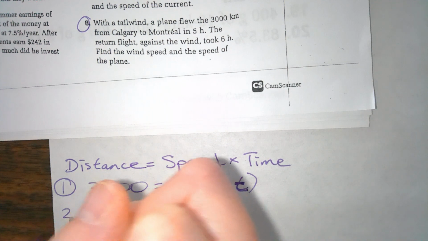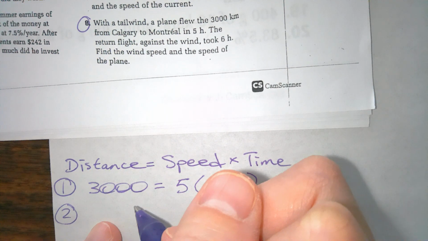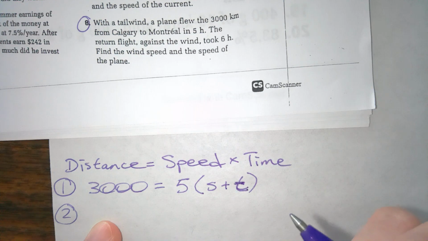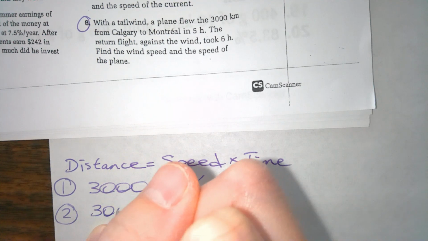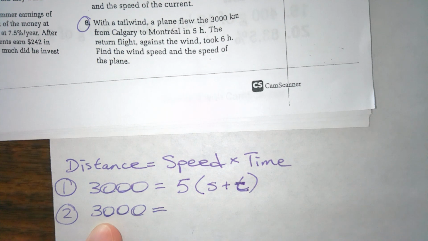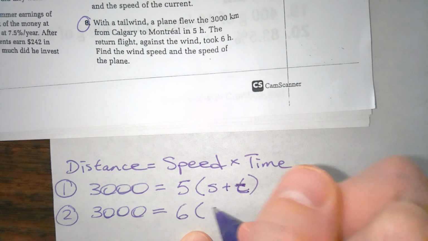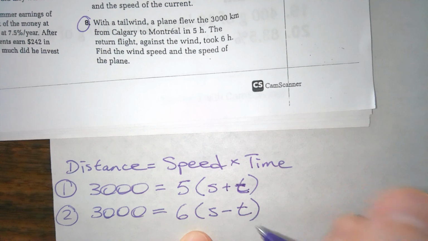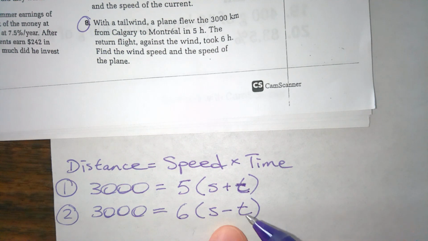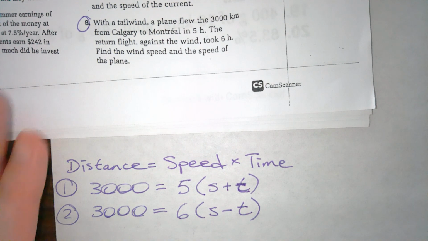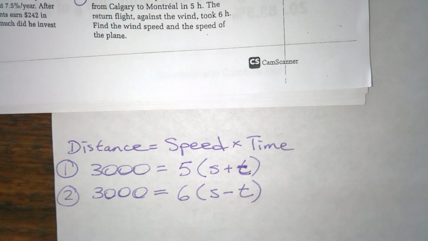Okay, and then your second equation would be the return trip. So what's the distance? Yeah, right. Also 3,000 because it's the same distance on the return trip. All right, but this time it took 6 hours, and you're going against the wind, so you're subtracting the tailwind. Okay, and there you go. You have the two equations set up.